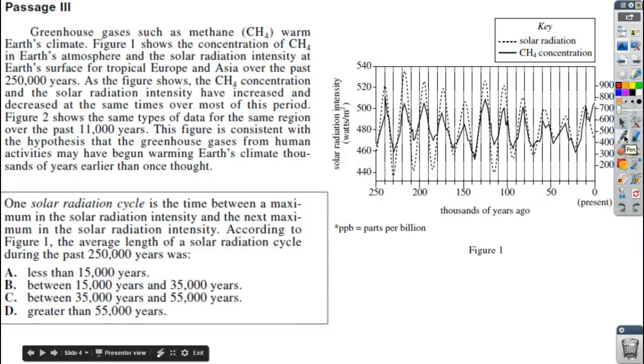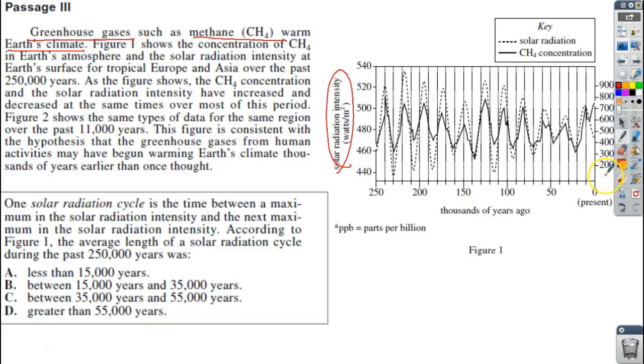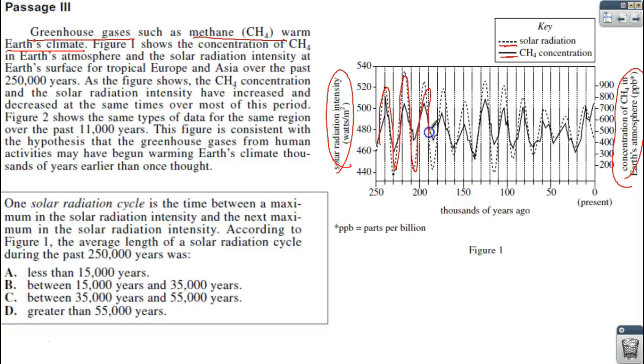All right, we've got a new passage, passage 3. And passage 3 is looking at greenhouse gases. Greenhouse gases like methane, which is CH4. They warm Earth's climate. All right. Figure 1 shows the concentration of CH4 in Earth's atmosphere and solar radiation intensity. So we've got solar radiation intensity, and we've got CH4 over here on this side. And you notice that CH4 is a solid line, solar radiation is the dotted line. And when one goes up, they both kind of go. It's a nice up and down the whole time. So when solar radiation goes up, CH4 also goes up.